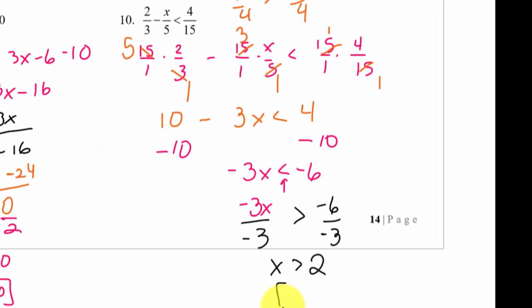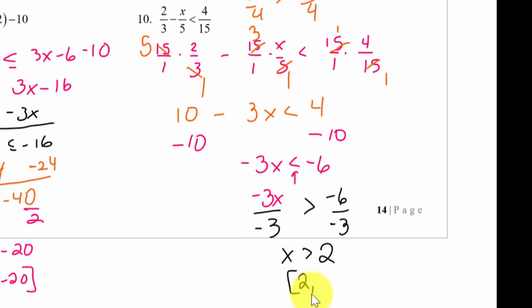and so that means that 2 is our smallest number in the interval. Oh, and I just made a mistake there, right? Because we need that to be parentheses. 2 is our smallest number in the interval, but it's not included in the solution, so I need that to be a parentheses. And then we're going to go to infinity, and that's our answer.